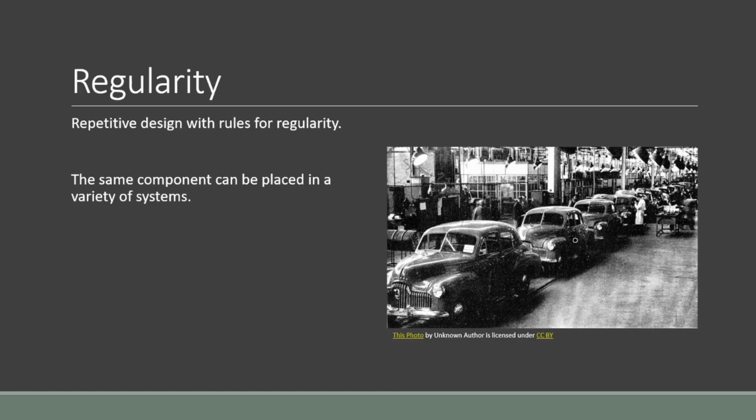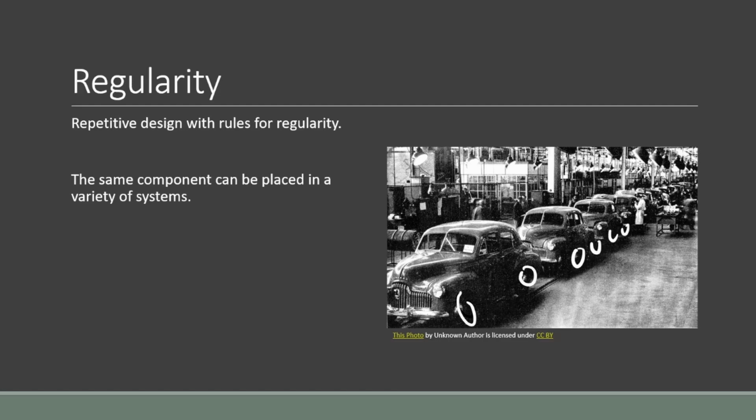Next is regularity. This is kind of where the production line comes into play. Repetitive design with rules for regularity. The same component can be placed in a variety of systems. So just like all these cars, this is the same. Oh, let me change to a different color. All right, let's try white. So all these cars have the exact same wheels and tires, right?